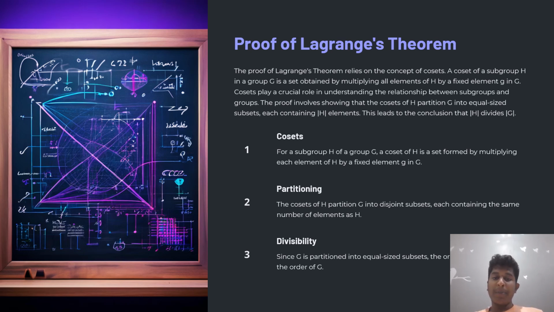Cosets. For a subgroup H of a group G, a coset of H is a set formed by multiplying each element of H by a fixed element small g in capital G. Partition. The cosets of H partition G into disjoint subsets, each containing the same number of elements as H. Divisibility. Since G is partitioned into equal subsets, the order of H must divide the order of G.